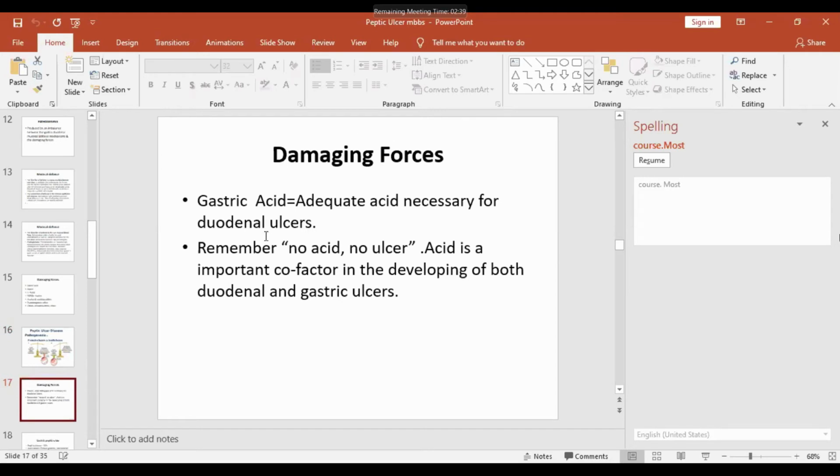Now, for gastric acid, adequate acid is a necessity for duodenal ulcer. If there is no acid, there won't be any duodenal ulcer. It is not so for the gastric ulcer. Remember, no acid, no ulcer.